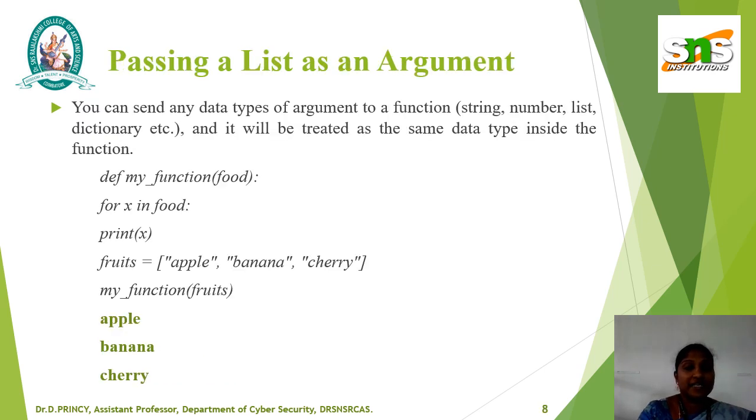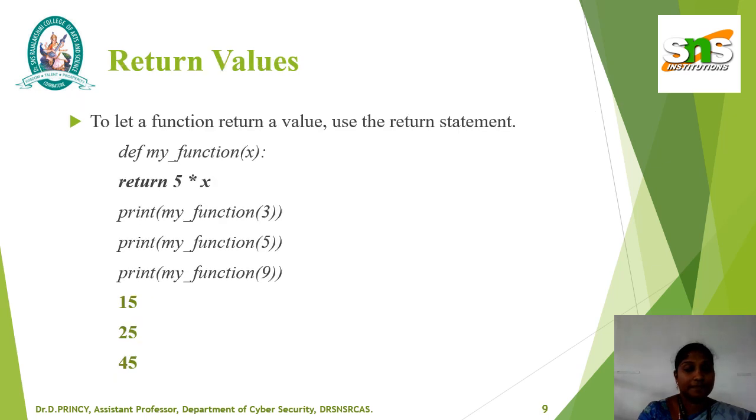Passing a list as an argument. Instead of passing values directly to the function, we can pass a string, number, list, dictionary, etc. as an argument to the function. So that means a group of elements can be passed as an argument. Here, fruits is a list. Fruits will be passed as an argument. Apple, banana, cherry will be the result.